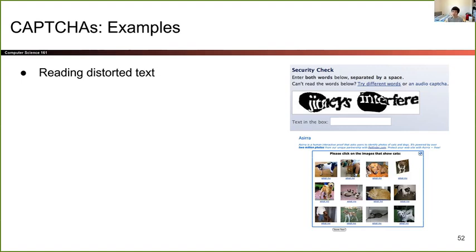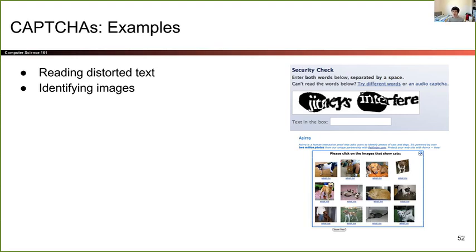A large proportion of CAPTCHAs rely on just reading distorted text. So right now we're assuming that it's hard for a computer to read a CAPTCHA and be able to tell what's being said here. I can tell that it says JITNEYS, but that would be hard for a computer to do because it's so distorted and computers aren't great at this sort of thing, although they've been getting better in recent years. And we'll talk about that shortly.